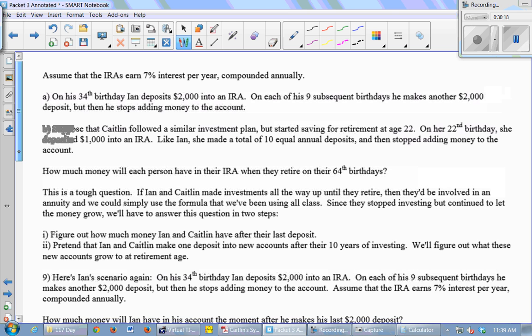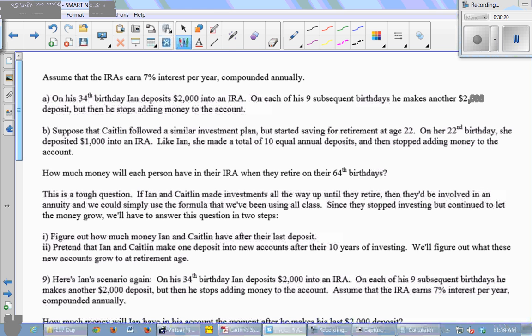All right, so assume that your IRA earns 7% interest per year compounded annually. So Ian, on his 34th birthday, he's going to deposit $2,000 into this IRA. And on each of his 9 subsequent birthdays, he makes another $2,000 deposit. But then he stops investing into the account. So he's going to make a total of 10 $2,000 investments.